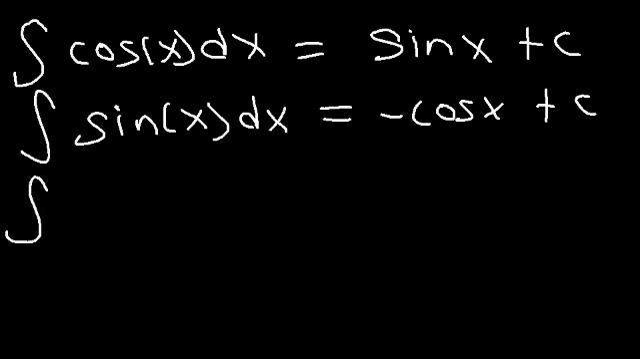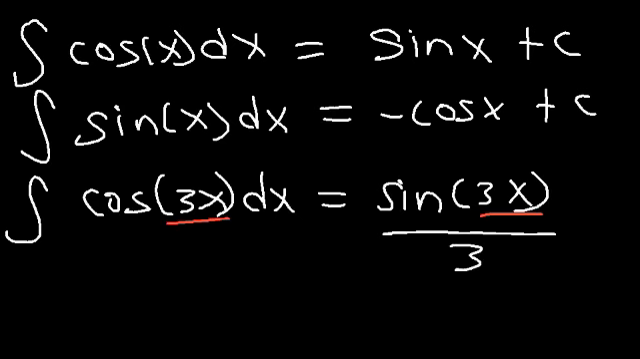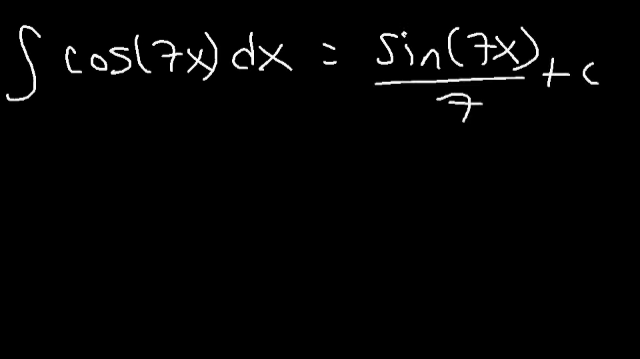So let's say we want to find the antiderivative of cosine 3x. This is going to be sine 3x. The angle has to stay the same, but then divided by the derivative of 3x, which is 3. This works only if you have a linear function on the inside. Can you use this technique? So for example, the antiderivative of cosine 7x is simply sine 7x divided by 7 plus c.